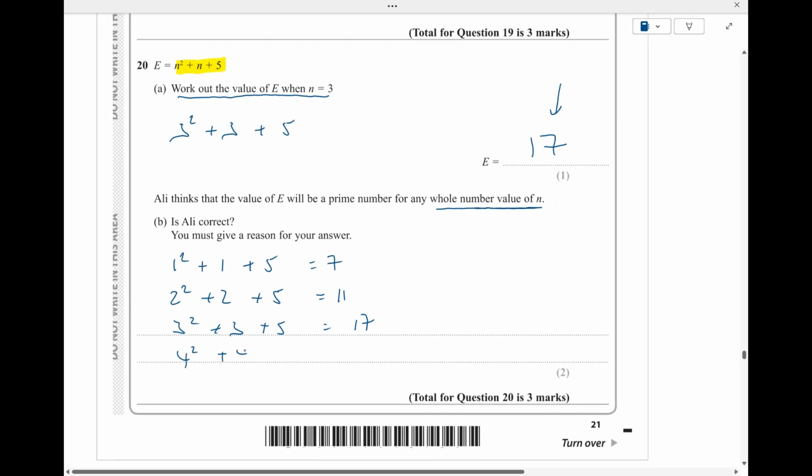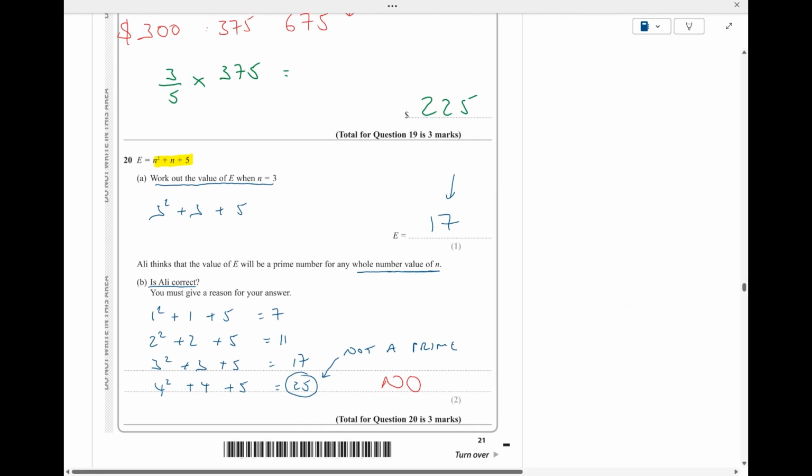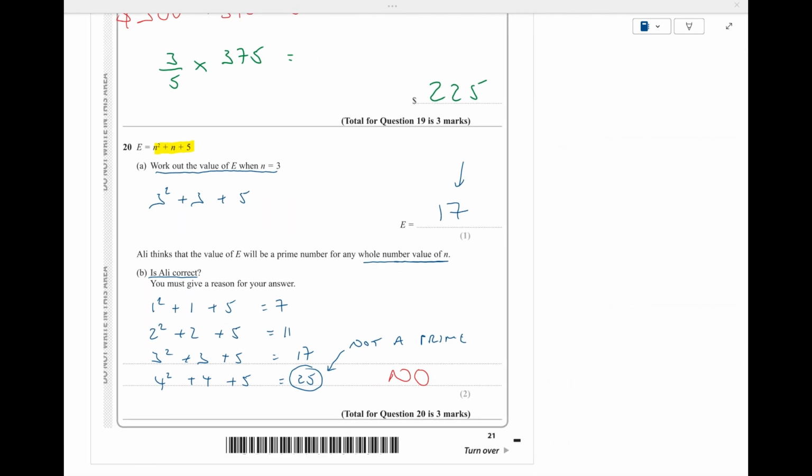4 squared plus 4 plus 5 is 25. Wait a minute, that's not a prime. So I don't think that Ali is correct, because it's not always a prime, is it? So when it says, is Ali correct, you must answer yes or no. So I'm going to answer no. That is number 20 done.